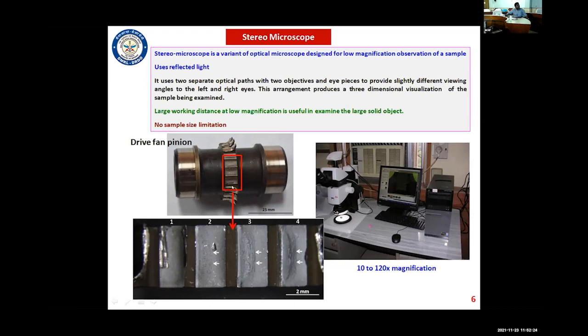Okay, that I'm not able to see with the naked eye. So using the stereo microscope, you can see that these lines are very clear. These lines are basically the beach marks, which indicates that this has failed by fatigue.